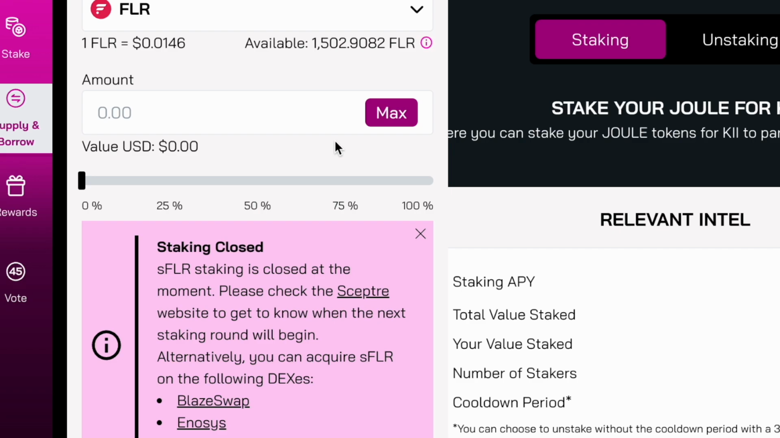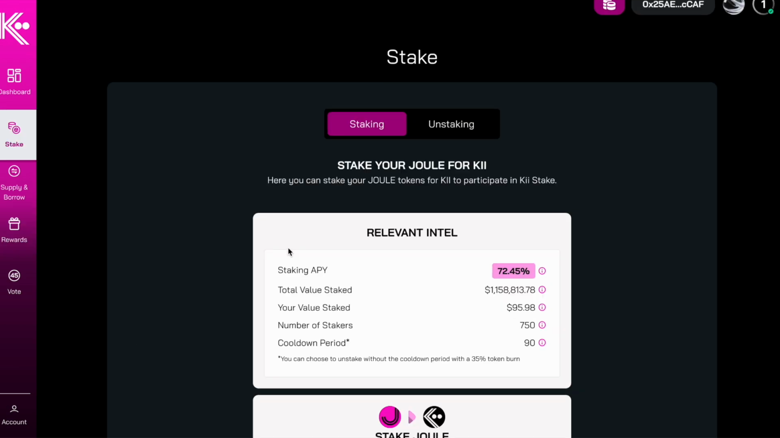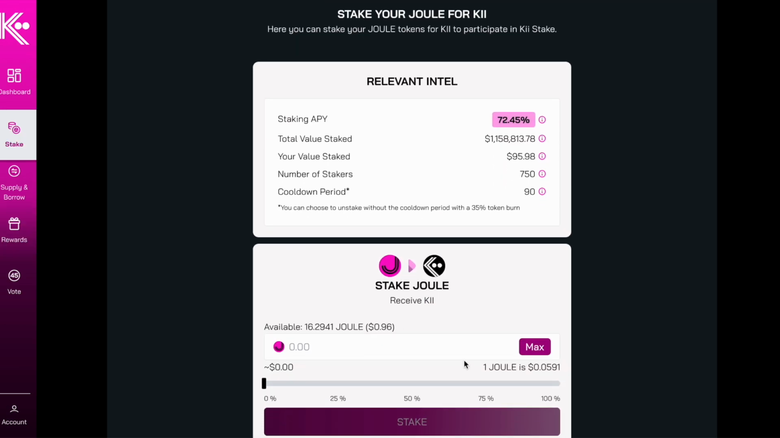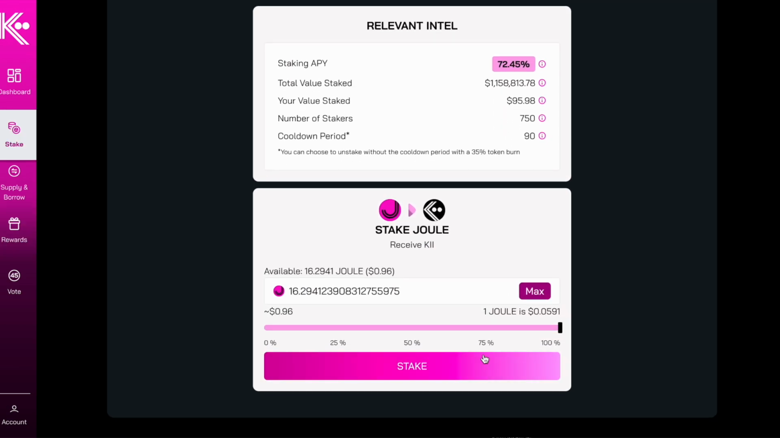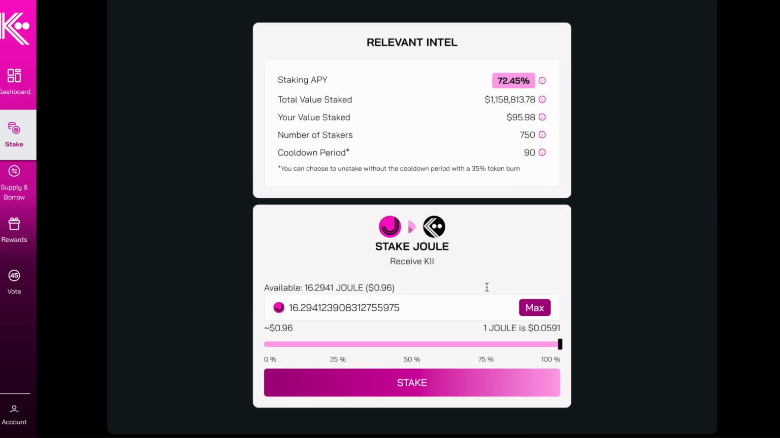Now, I collected my rewards for Key and Jewel because I had been staking their token Jewel, and they pay you in Key, which is staked Jewel, when you get your earnings. So these are two different DeFi protocols that I'm playing with.